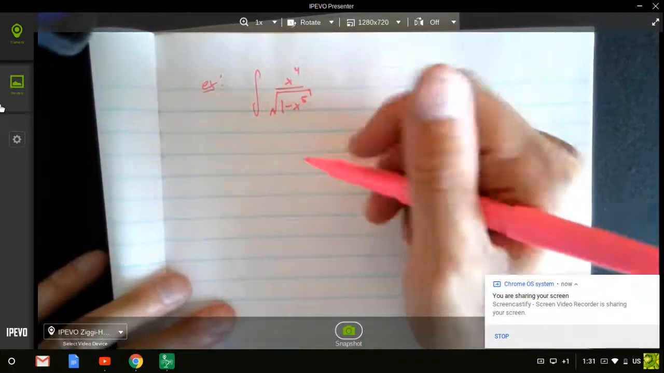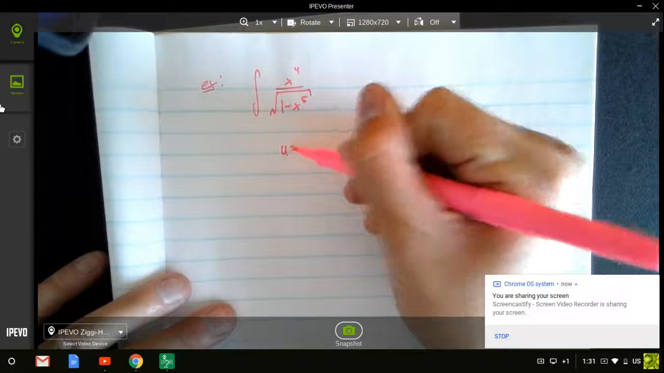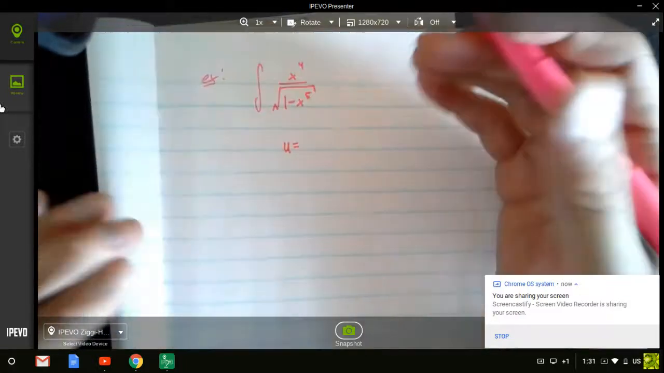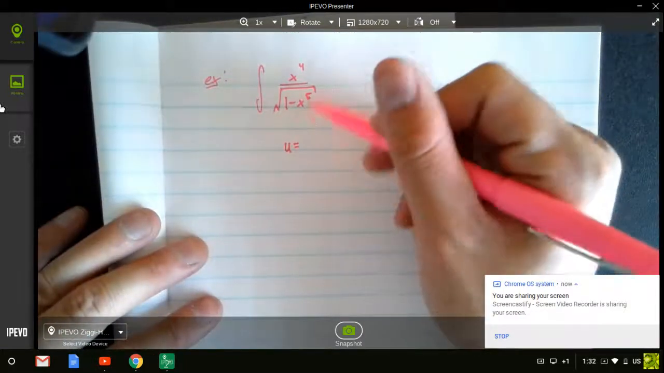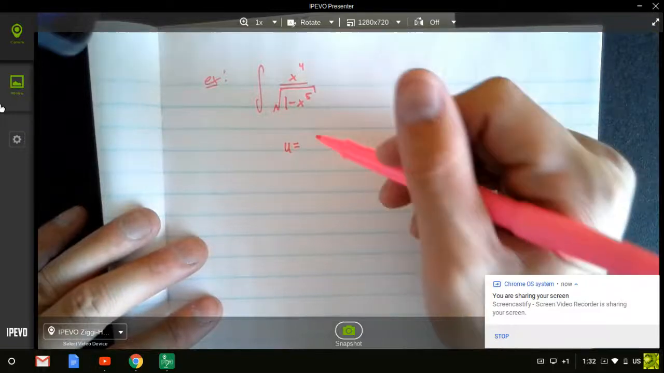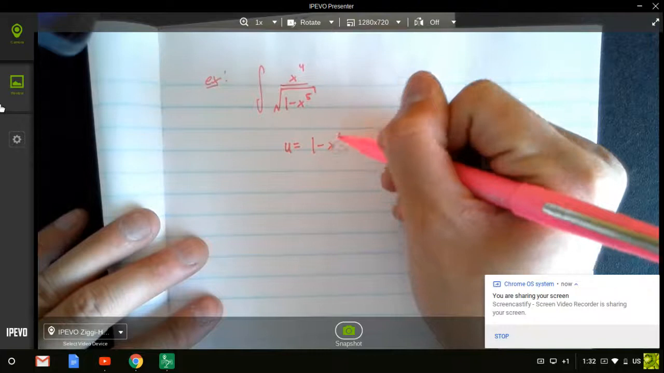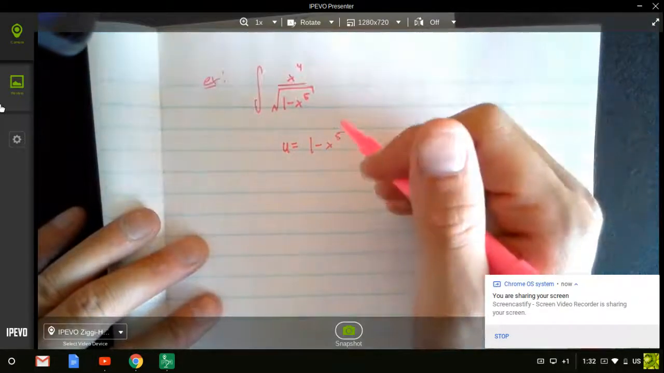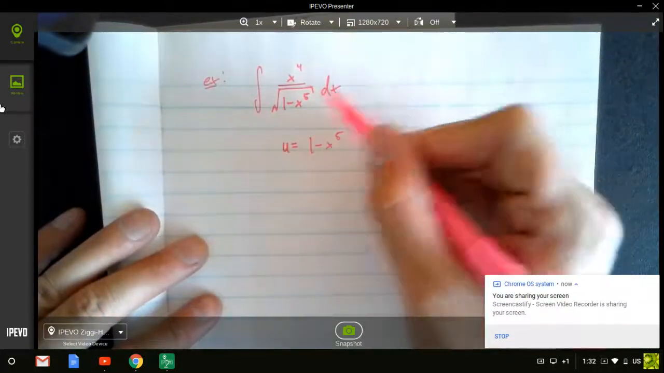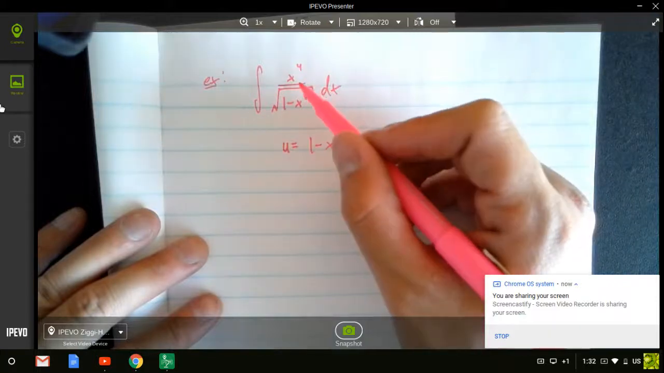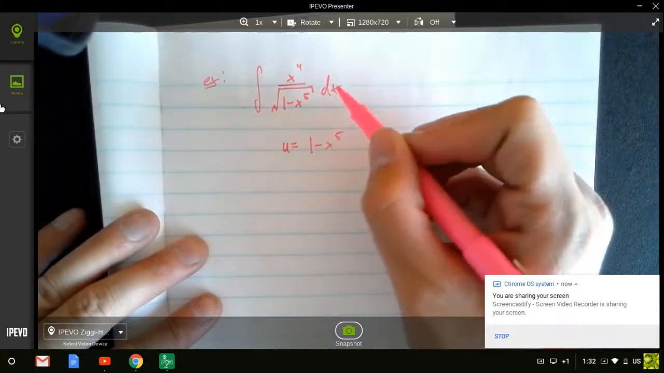But through a lot of trial and error, let's just say the author of this solution, myself, went through a lot of pain and trouble to find out what your u is. So I'll just tell you this. Your u is going to be 1 minus x to the fifth power. So this statement should be written as the integral of this function with respect to x.